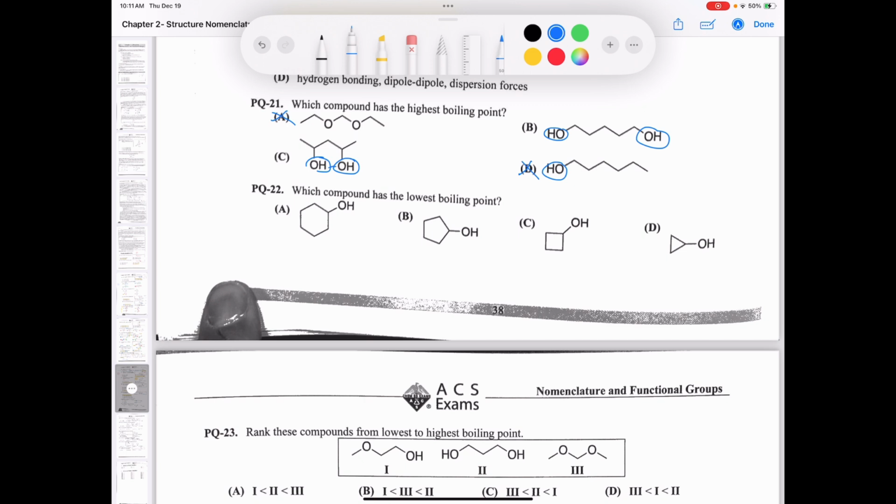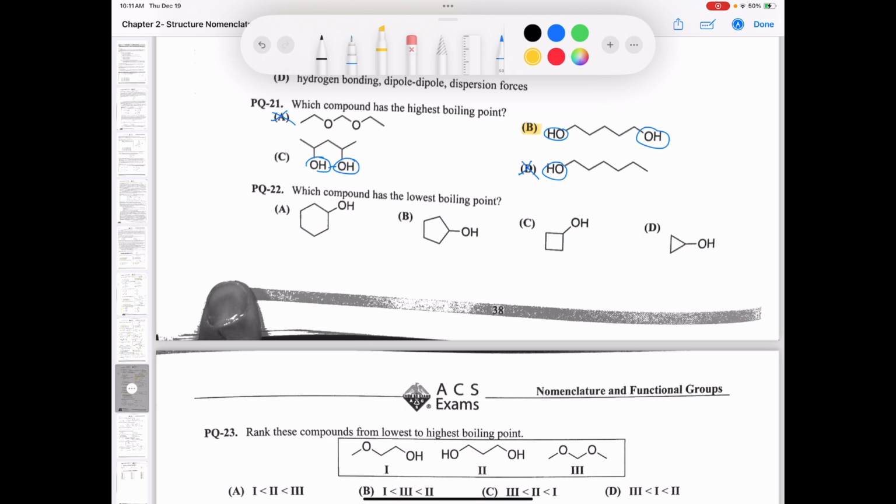Whereas in B, the hydroxyl groups are on the periphery, and so they're going to be able to interact with each other easier. And so I'd say that B is going to have a higher boiling point. Next question, number 22. It says which compound has the lowest boiling point. So we're looking for the one that boils the easiest.